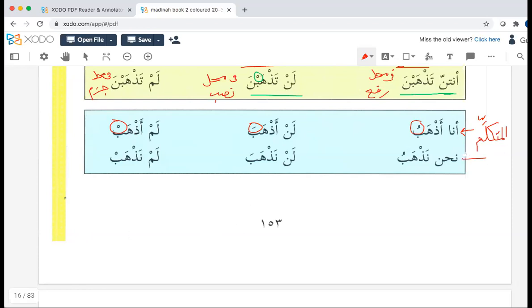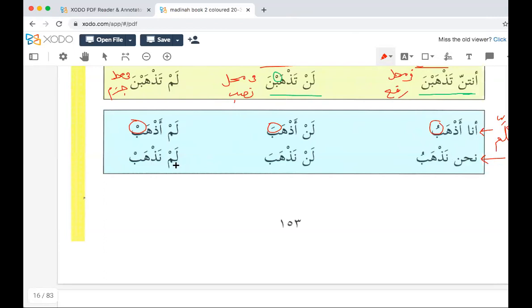And then I'll ask Akram Abdul Samad. You can read this one for us. If you're okay. Otherwise, I'll ask Habib. If Akram can't take his mic, no problem. Habib, can you take your mic? Read this line for us. Fadal. نحن تذهب. Afwan. نحن نذهب. أيوة. لن نذهب. جيد. لم نذهب.